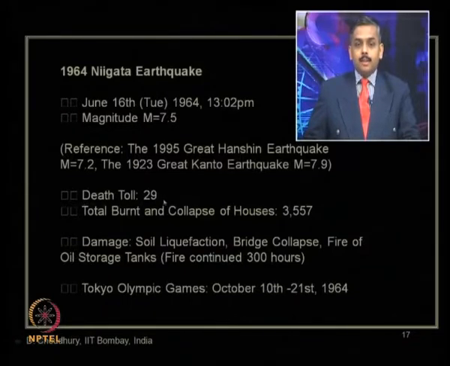The number of deaths is mentioned over here, and the total burnt and collapsed houses are also listed on this slide. You can see here what the major damages were. Major damage was soil liquefaction. At various locations the soil got liquefied after this earthquake, and as a result the structures which were constructed on this soil, considered a stable foundation material, as it got liquefied or flowed like a fluid, the bridges etc. collapsed, and fire of the oil storage tanks occurred because the storage tanks collapsed, similar to the previous picture we have discussed just now.